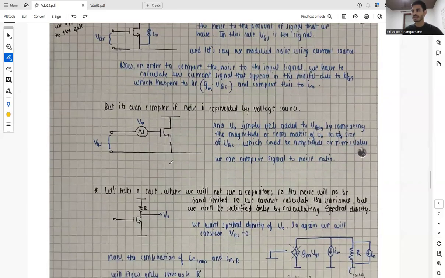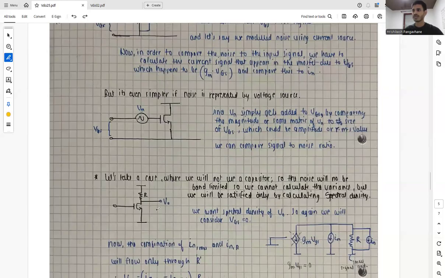So let's take a case where we do not consider the capacitor at the output, so the noise will not be band limited. We cannot calculate the variance, but we will be satisfied with calculating only the spectral density. Let's see how.